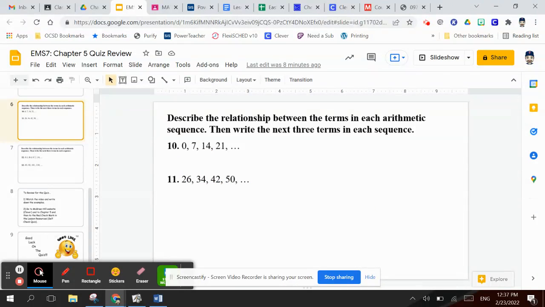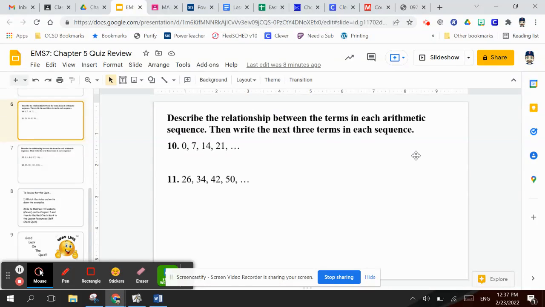Numbers 10, 11, 12, and 13: we want to describe the relationship between the terms in each arithmetic sequence, then write the next 3 terms in the sequence. We're going to have 2 answers here. One, we're going to tell what the pattern is. What are we counting by? And the second one is write the next 3 terms in the sequence.